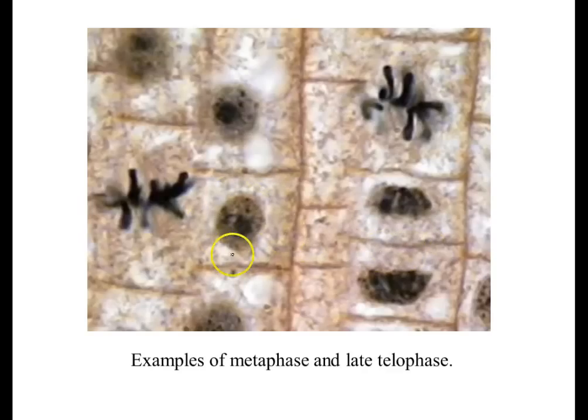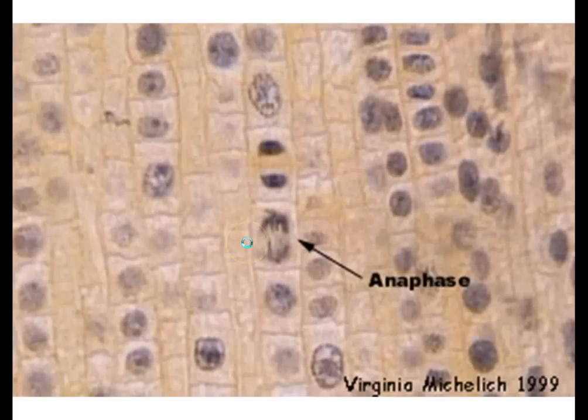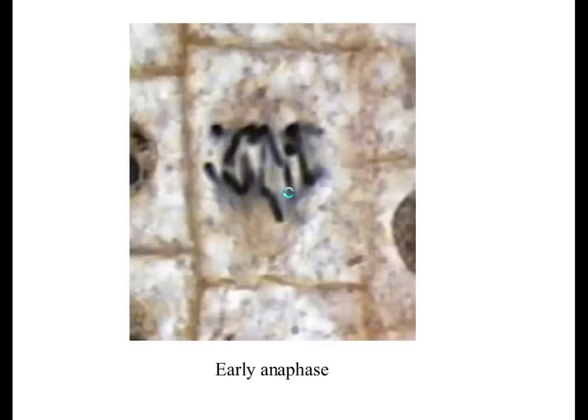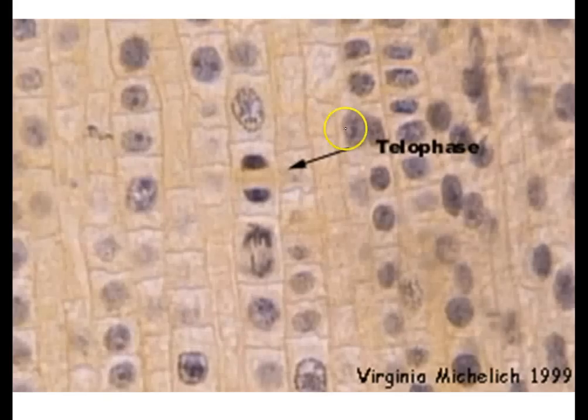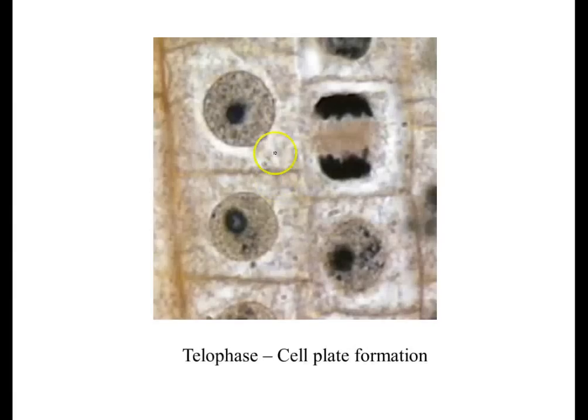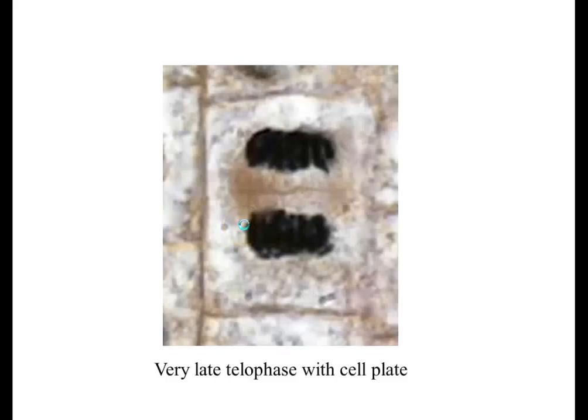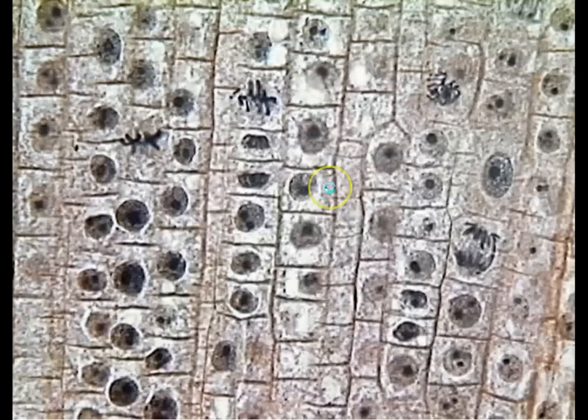And this, notice, is interphase. Here's anaphase, chromosomes are moving apart, early anaphase, late anaphase. Here's telophase, and again you can see that cell plate. So here's telophase, anaphase, interphase. Notice in interphase, you don't see distinct chromosomes, it's chromatin, and here's a nucleolus. So when you see a nucleolus, you definitely know it's interphase. Here's very late telophase, here's a cell plate.